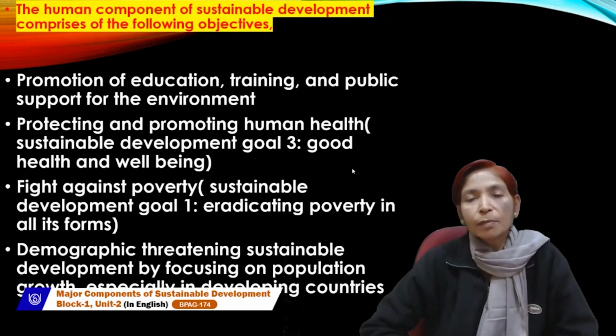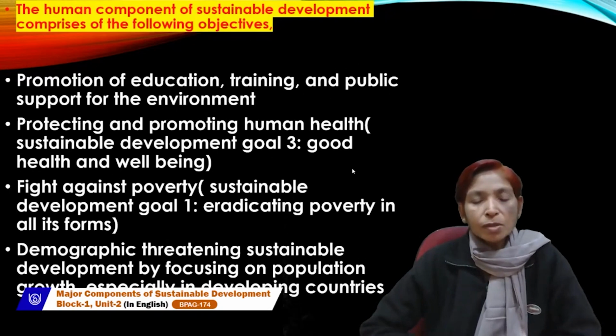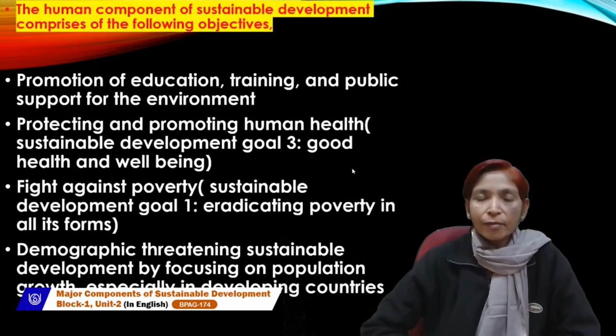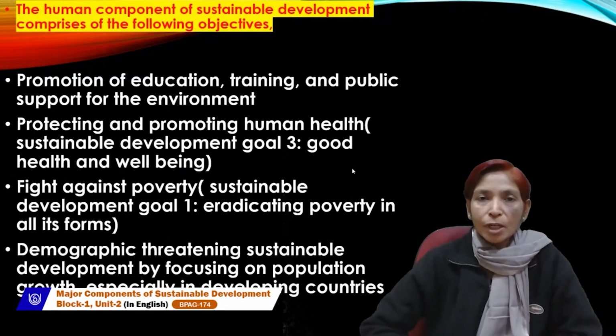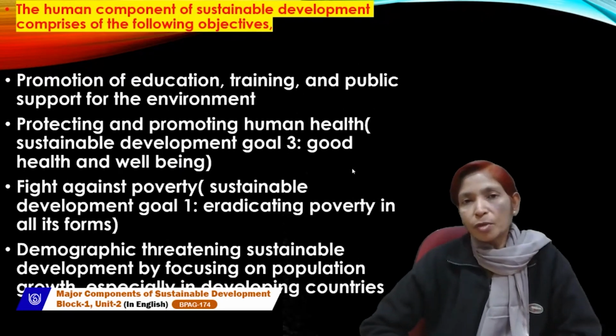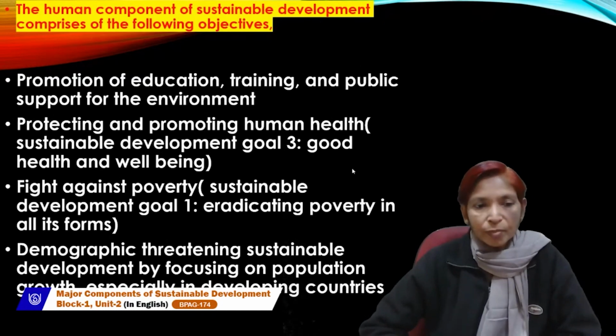Third is the fight against poverty, which is also very necessary for achieving sustainable development goals, because of eradicating poverty in all its forms. If we are able to reduce the poverty level, then definitely the standard of living of the country's people will be higher. And if their standard of living is higher, they will get more education and they can contribute more to the achievement of the sustainable development goals.